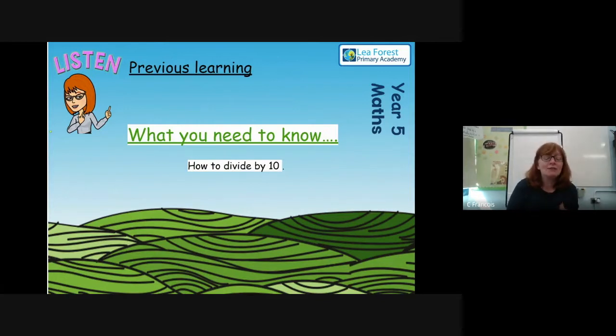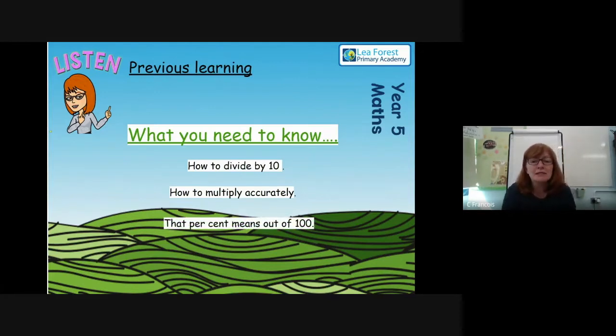From our previous learning, what we need to know is how to divide by 10. That's going to be really, really important in our learning today. And how to multiply accurately, using our multiplication skills correctly so that we get the correct answers. And that percent means out of 100, a part of 100.